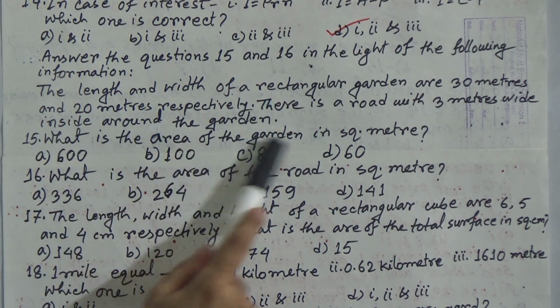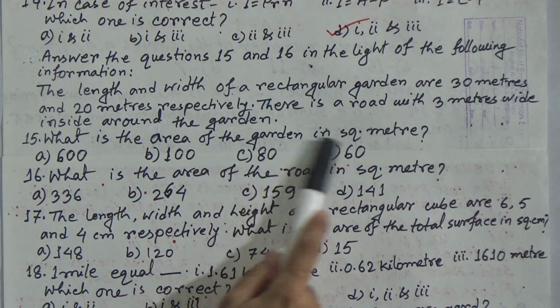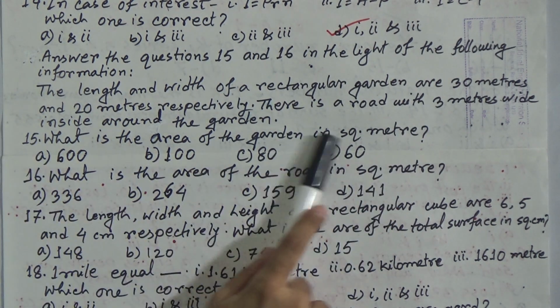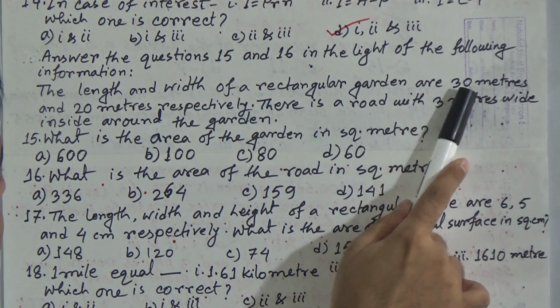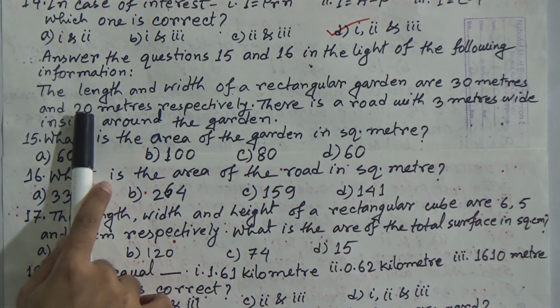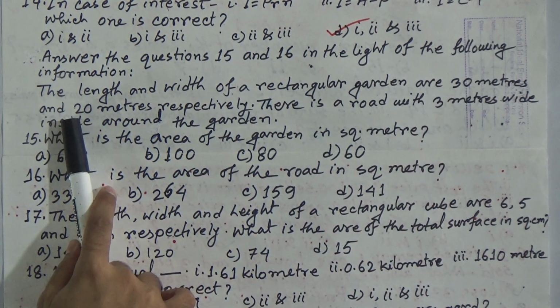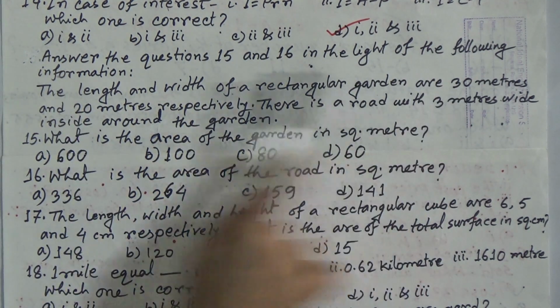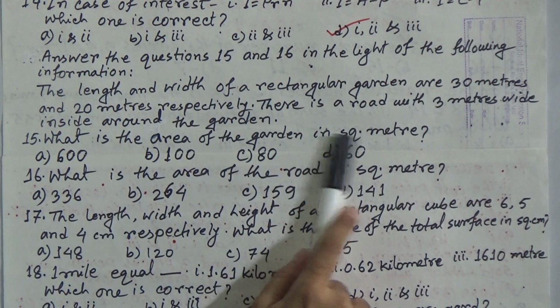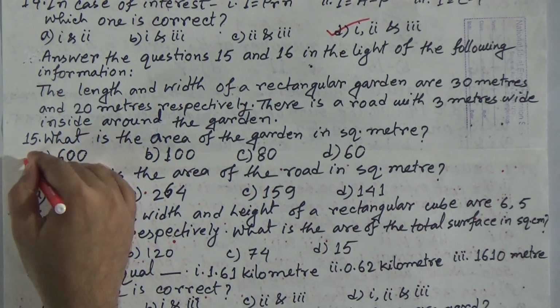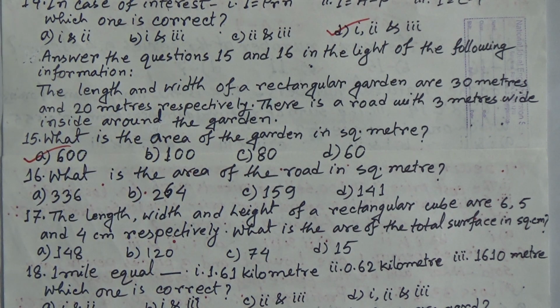What is the area of the garden? This is question 15, in square meter. Dear students, here the length is 30 meter and the width or breadth is 20 meters. So if we multiply 30 and 20, we will get 600. So 600 square meter will be the area of the garden. So the answer is A.